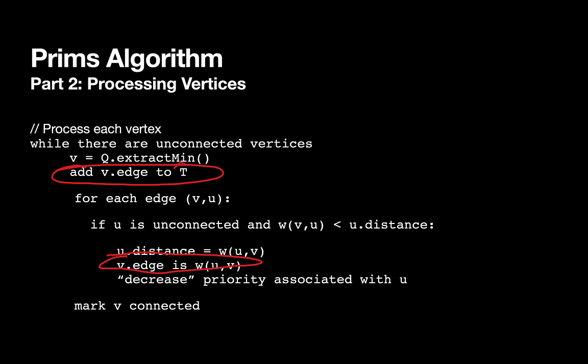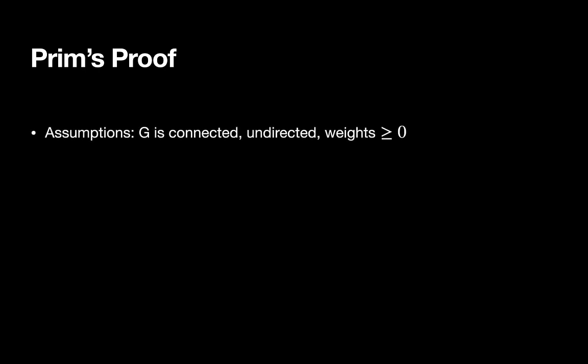The really important part here is that we're going to be thinking of T as being the minimum spanning tree's edges, and we'll be slowly building that up over time. Okay, so let's go ahead and start constructing our proof of Prim's algorithm. First off our assumptions, we've got a connected graph, so there is some path from every vertex. It's undirected, and our weights are greater than or equal to 0. So our question is, is the final T, the final set of edges, really optimal? Is it a minimum spanning tree?